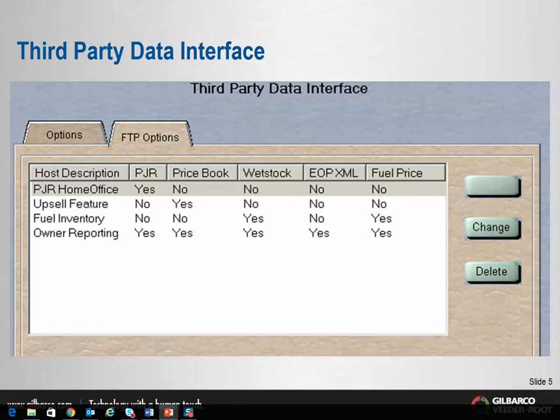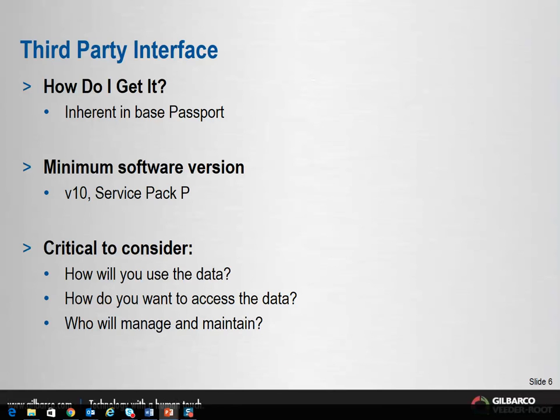So, how do I get third-party data interface for Passport? The third-party data interface is inherent in the base Passport with version 10 Service Pack P and above. Customers may want to consider, how do you use this data? How you want to pull in the data from Passport or have Passport provide it to a host server by FTP, and what resources will be responsible for setting up and managing the data, particularly if FTP or parsing data or creation of reports is involved.